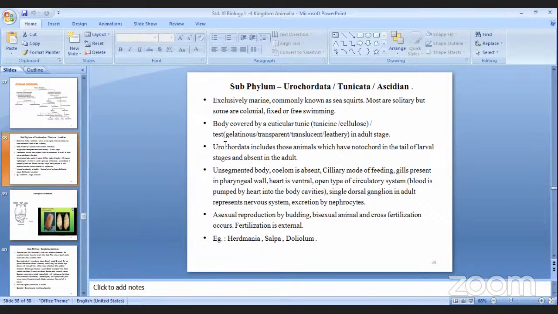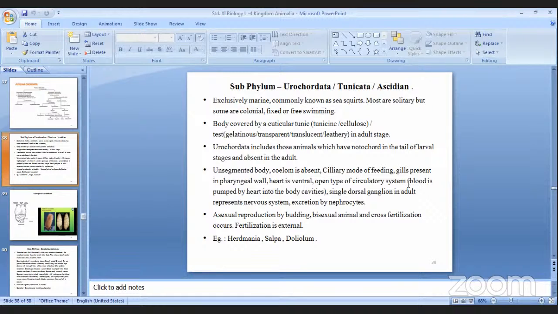Now this test may be gelatinous, transparent, translucent, or leathery in the adult stage. Clear? Urochordata includes those animals which have a notochord in the tail of the larval stage. That means the notochord is present only in the tail of the larval stage, and it is absent in the adults, right? The body is unsegmented, coelom is absent, that means it is acoelomate. Ciliary mode of feeding is there, that means feeding takes place with the help of cilia.